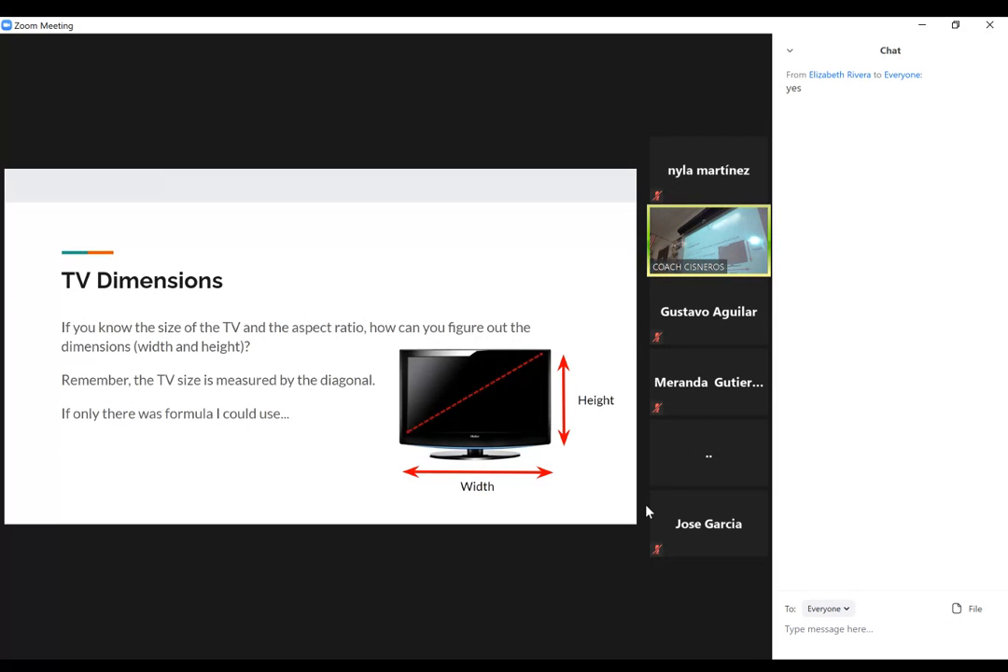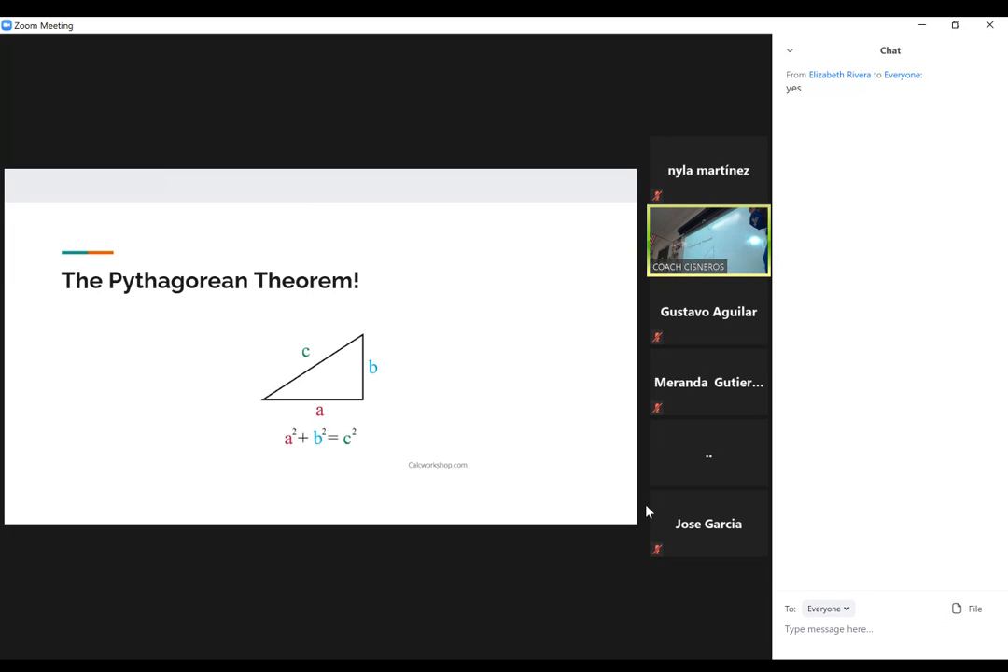In a minute, we're going to try to figure out the dimensions of a TV, meaning the width and the height, if I know what the diagonal is, the measurement of the TV. If I know how big the TV is, Faith, is there maybe a formula I could use to figure out the width and the height? Let me think back to geometry. Pythagorean theorem, yeah. The Pythagorean theorem, a squared plus b squared equals c squared.